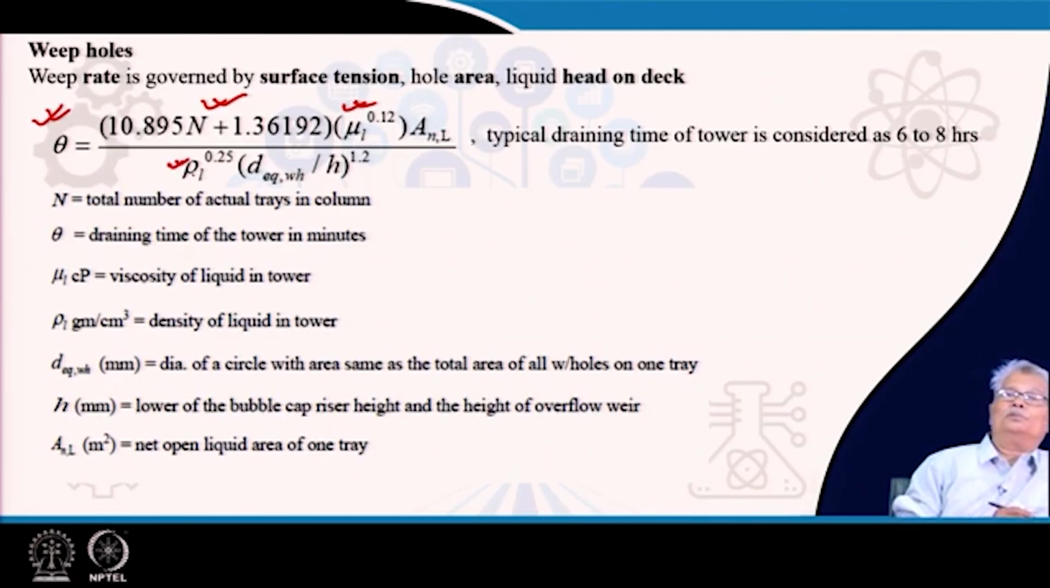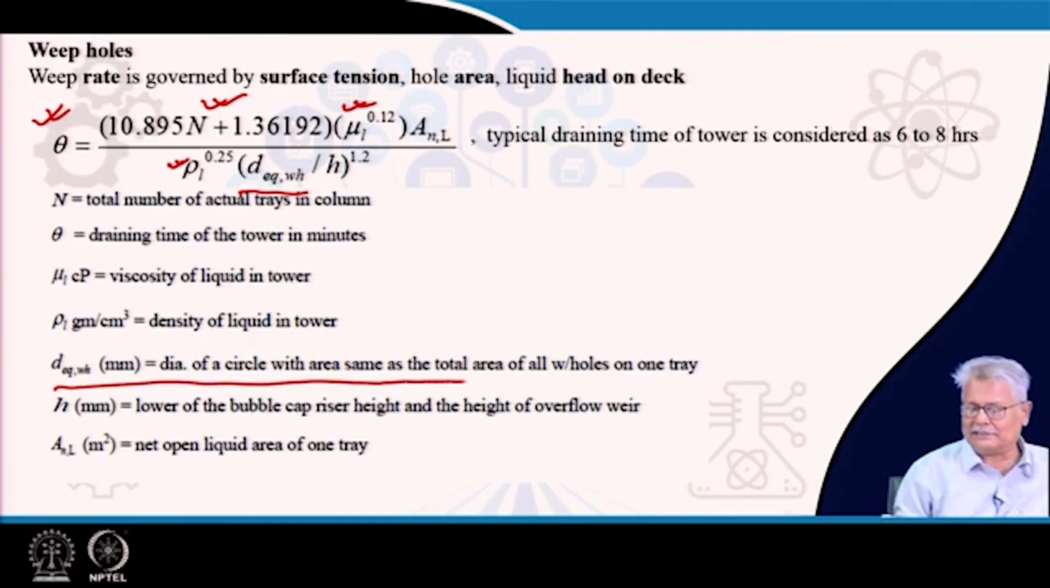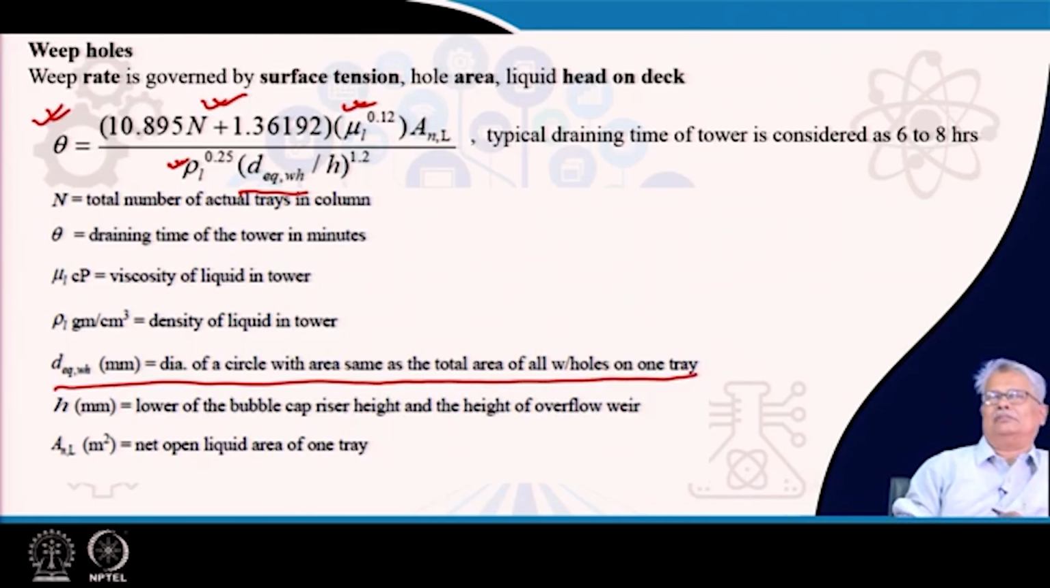Now, what do you provide? You provide a weep hole area. The weep hole area here in this case is denoted by a particular dimension, D equivalent of weep hole. That means it is basically the diameter of a circle having the same area as all the weep holes put together. So, you can have its definition here. It is the diameter of a circle whose area is the same as the total area of weep holes on one tray. That is the formal definition.